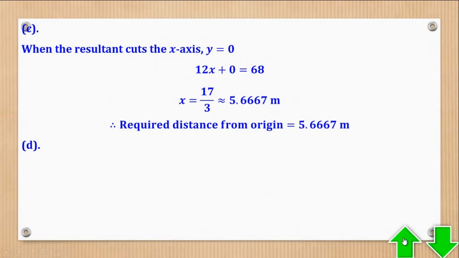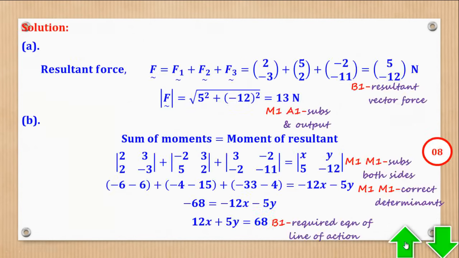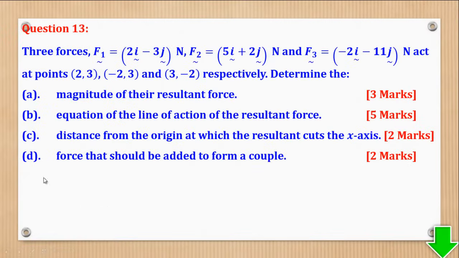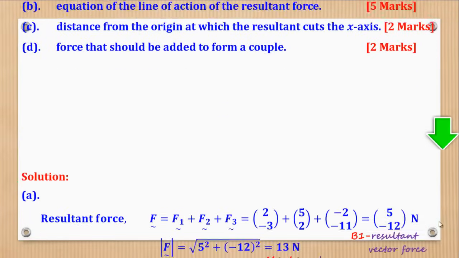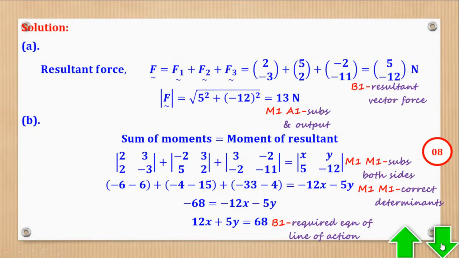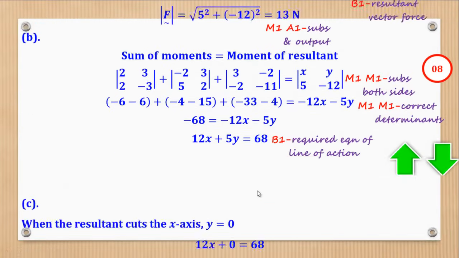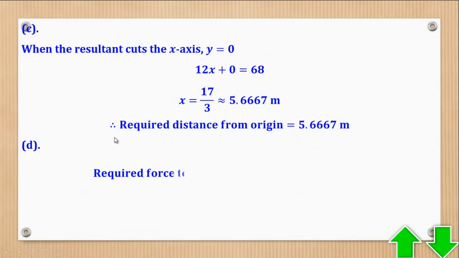Okay, then part D says determine the force that should be added to form a couple. The force that should be added to form a couple should be opposite to the resultant. So your work is to get the opposite force, which is the negative of that, to give you that. So that's what should be added to form a couple.